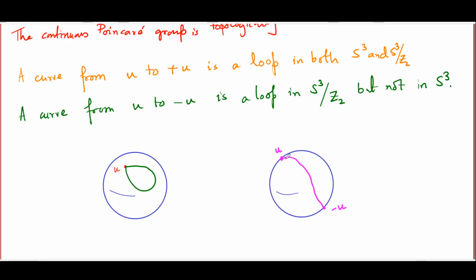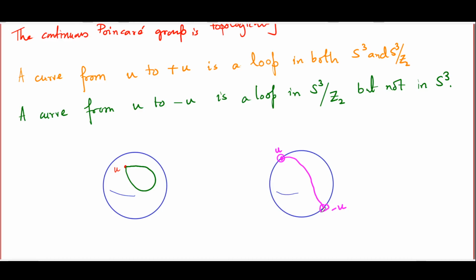Whereas, if you consider this particular curve, well, this curve is not a loop in S2. It goes from a point U to a different point minus U. On the other hand, on S2/Z2, diametrically opposite points on the sphere are considered to be the same point. So this curve on S2/Z2 is actually going from the same starting point to the same final point. So, while this is not a loop in S2, it's a loop in S2/Z2. I hope this picture makes the thing clear.